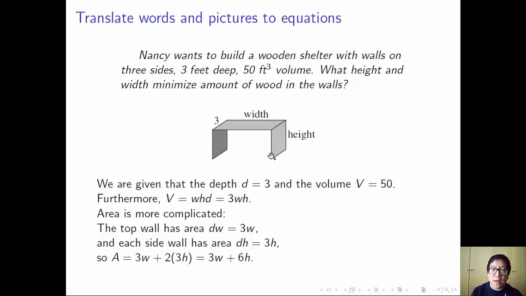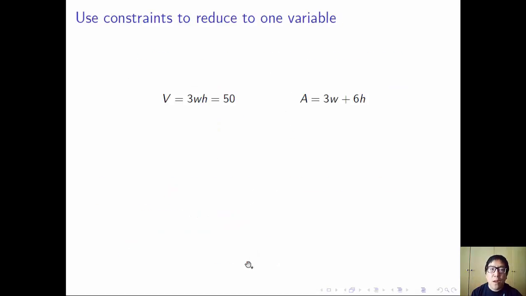And so the total area of all 3 walls is the area of the top wall plus the area of the 2 side walls. So that's where this factor 2 comes from, because there's a left wall and a right wall. And so with a little algebra, this comes out to 3w plus 6h. All right, so now we abandon the words. Now we just have numbers. Except we have to keep in mind that we're trying to minimize A.